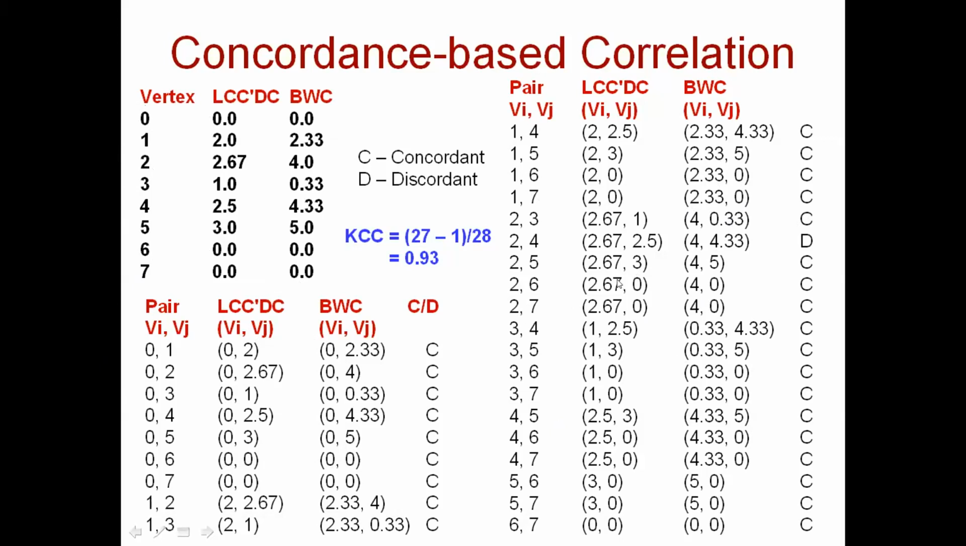And then count also the discordant pairs among this. So there is only one pair here, 2, 4, that's discordant in this example, because you see the 2.67 is greater than 2.5, but 4 is less than 4.33. So that's called a discordant pair. LCC prime DC of Vi greater than Vj, but betweenness of Vi is less than that of Vj. So the correlation coefficient is simply the number of concordant pairs minus the number of discordant pairs divided by the total number of pairs. So in this case, it will be 27 minus 1 divided by 28, that's 0.93. So again, concordance based, we see a high correlation between these two metrics.